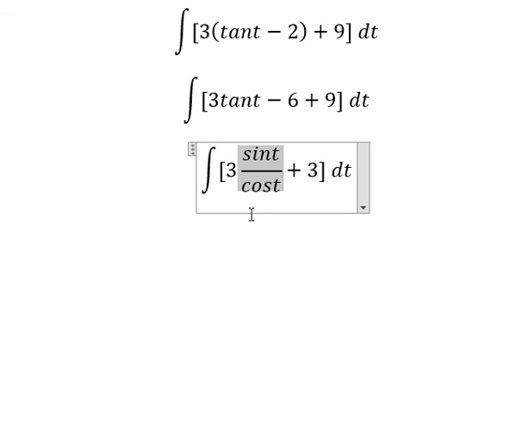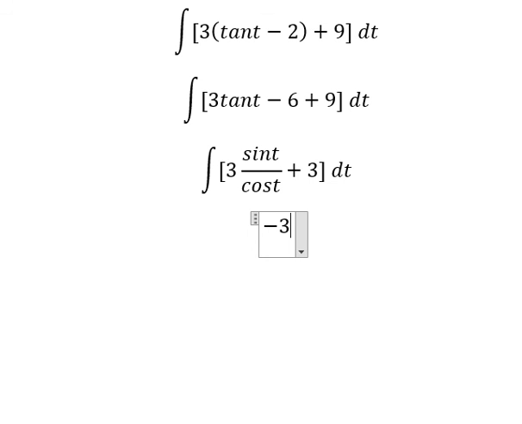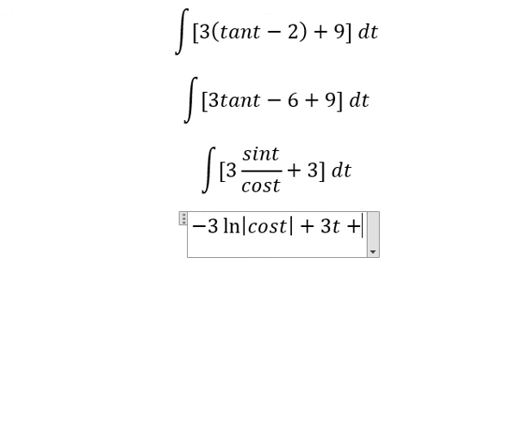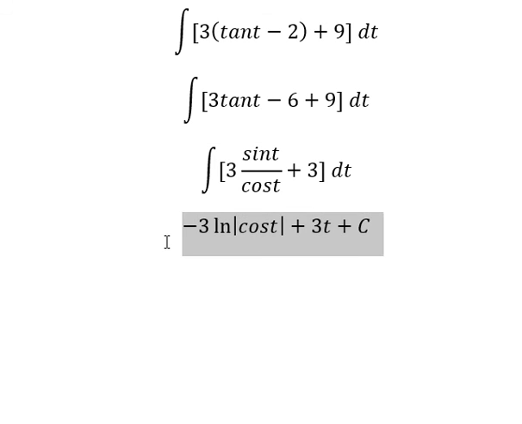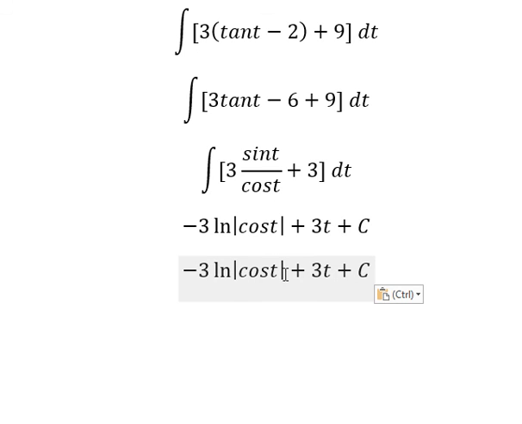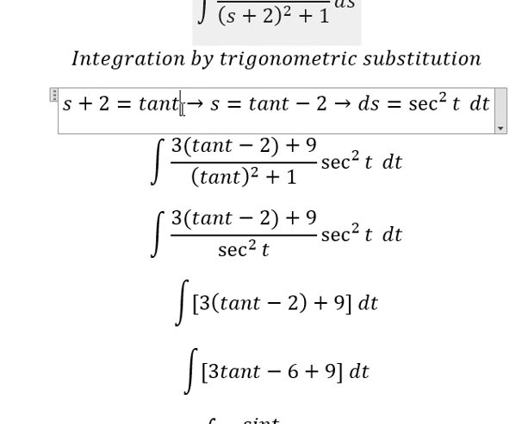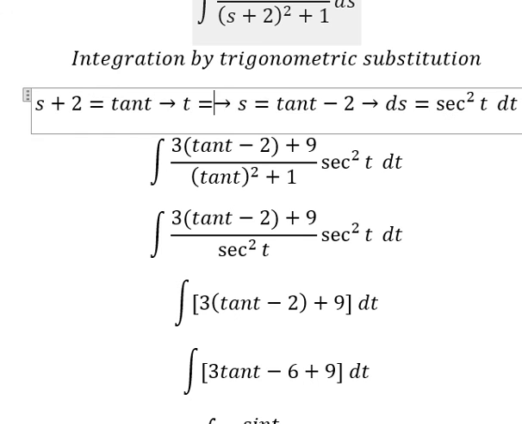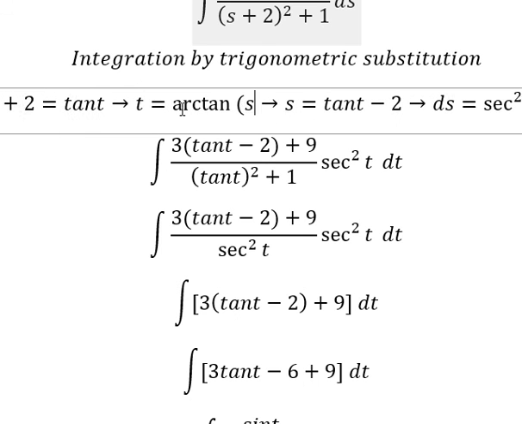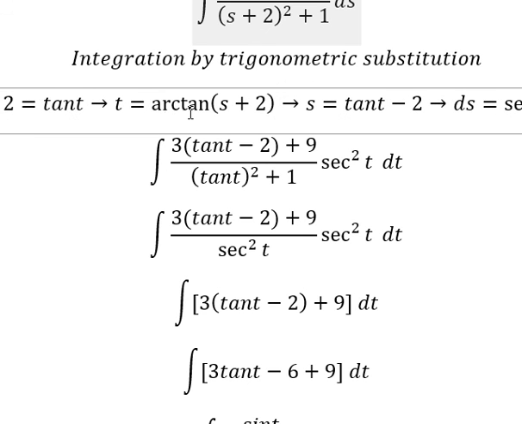The integration of this one, we have negative 3 ln of the absolute value of cosine t. The integration of number 3, we have 3t, and we put c. About t, that is this one. So you get t equals tan of h plus 2. So we put this one to change for t.